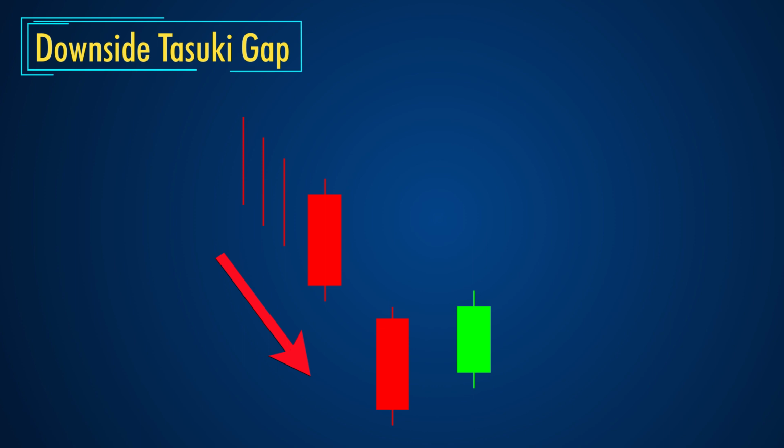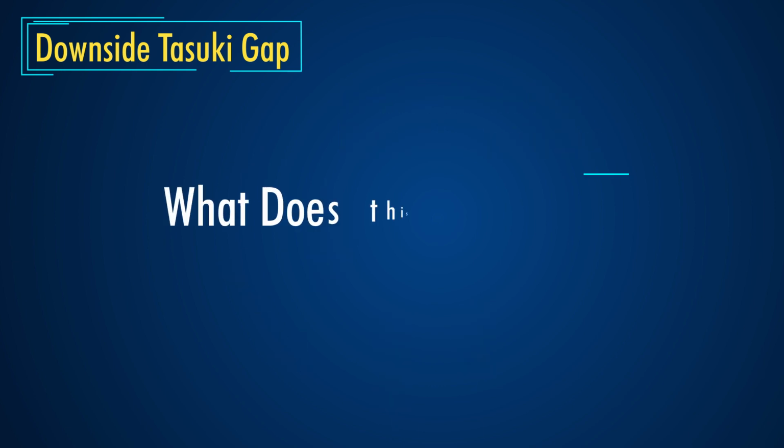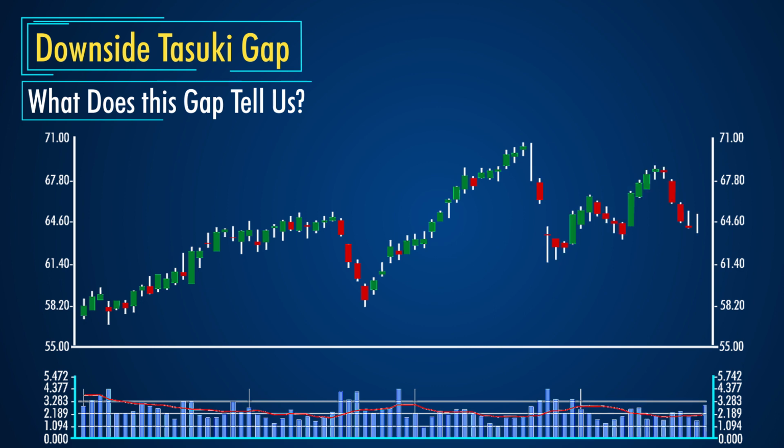The candlestick pattern is also known as the bearish Tasuki gap or the downside gap Tasuki. Now, what does this gap tell us? In the ongoing downtrend, the traders' sentiment is negative and they expect the ongoing downtrend will continue. And as per their expectations, the first candle of this gap is formed, which is a long bodied bearish candle.